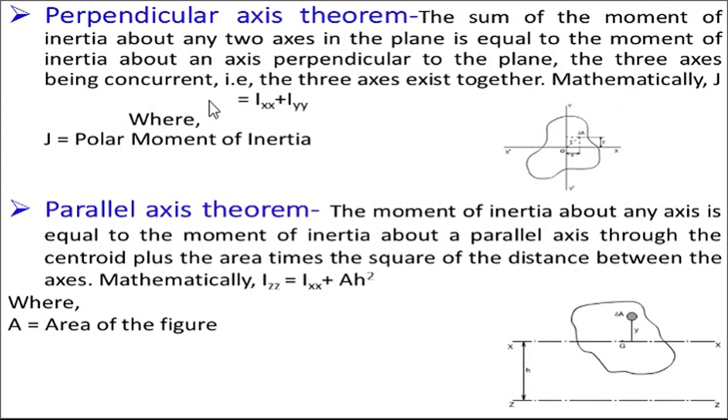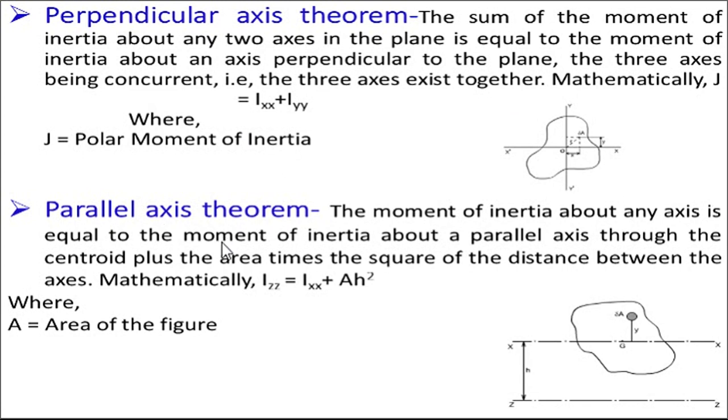So this J is equal to moment of inertia about x axis and about y axis in the plane. You have to realize that this is the plane of the body, and in the plane of the body there are two axes, and the third axis which is perpendicular to this plane is called the polar moment of inertia, and that can be determined by the moment of inertia about this x and this y axis. Getting?